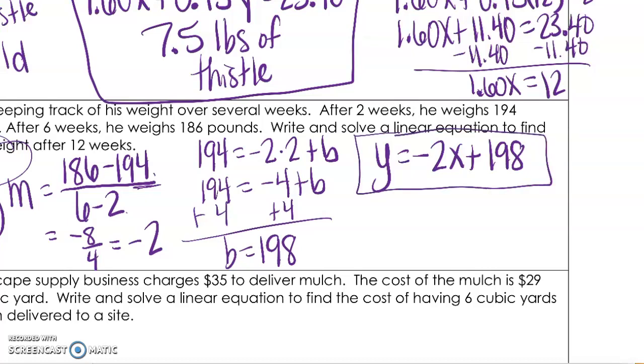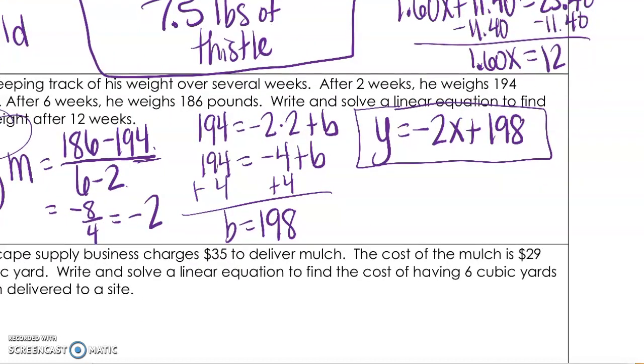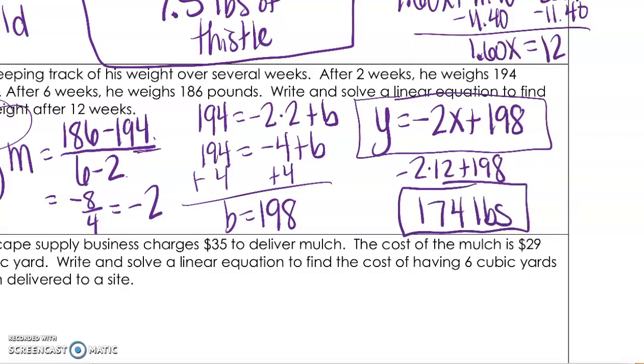The second part says how much will he weigh after 12 weeks. That means you're going to plug the 12 in for x. So negative 2 times 12 plus 198 would give us 174 pounds. So those are the 2 answers that you need.